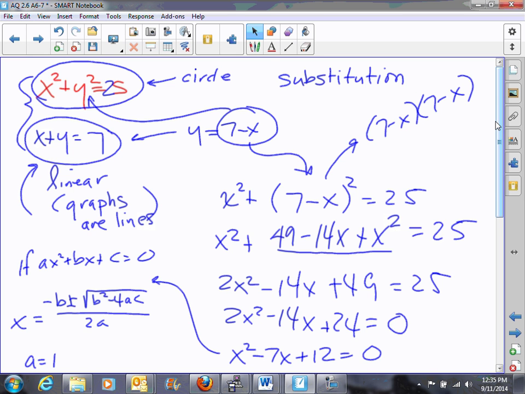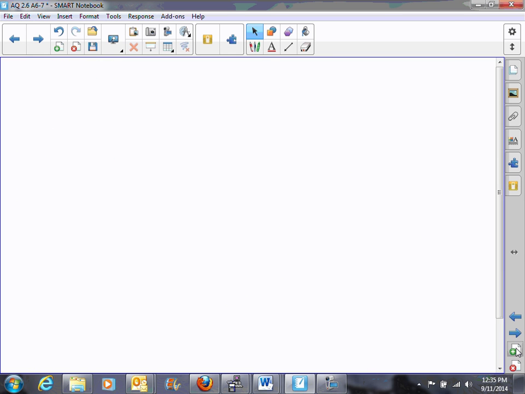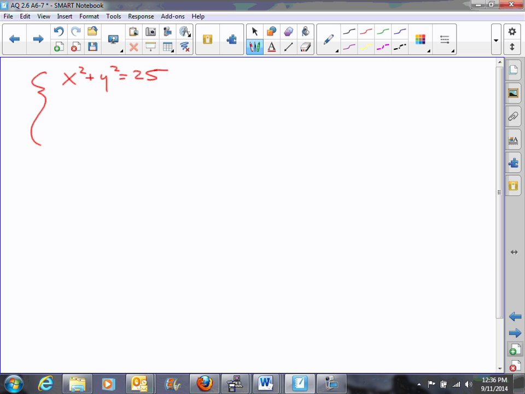So let's just go ahead and make another page with the same system. We have x squared plus y squared equals 25. And we have x plus y equals 7. Now, what we're going to do in this case is put these equations in our graphing calculator, and ask it to tell us the places where the graphs intersect.